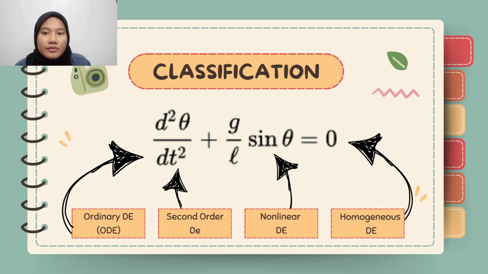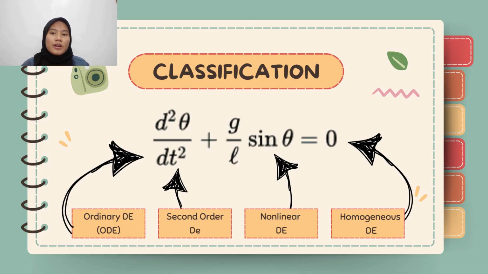The second one is a second order differential equation. Why second order, why not one? If you see, we only have d squared theta over dt squared, and it is the highest derivative. So that's why it is a second order differential equation.